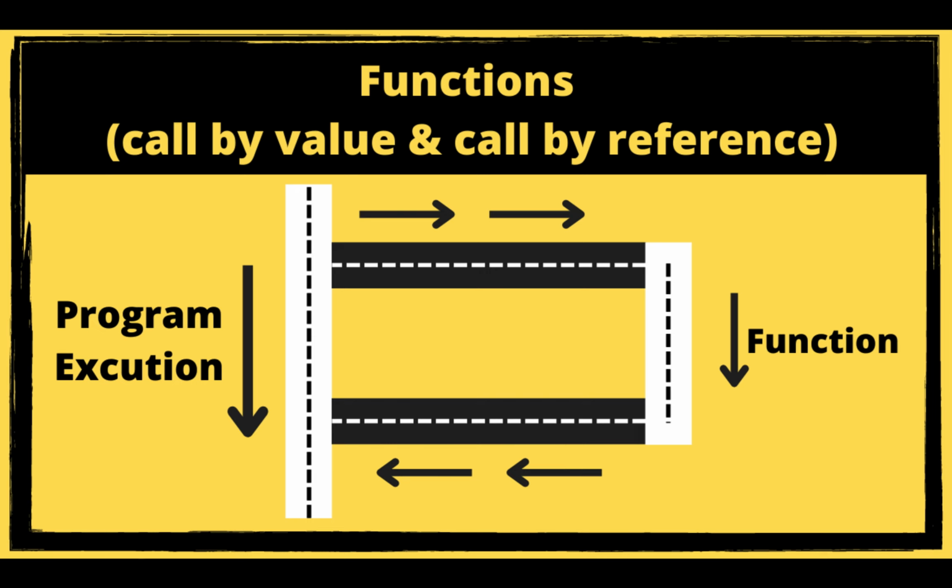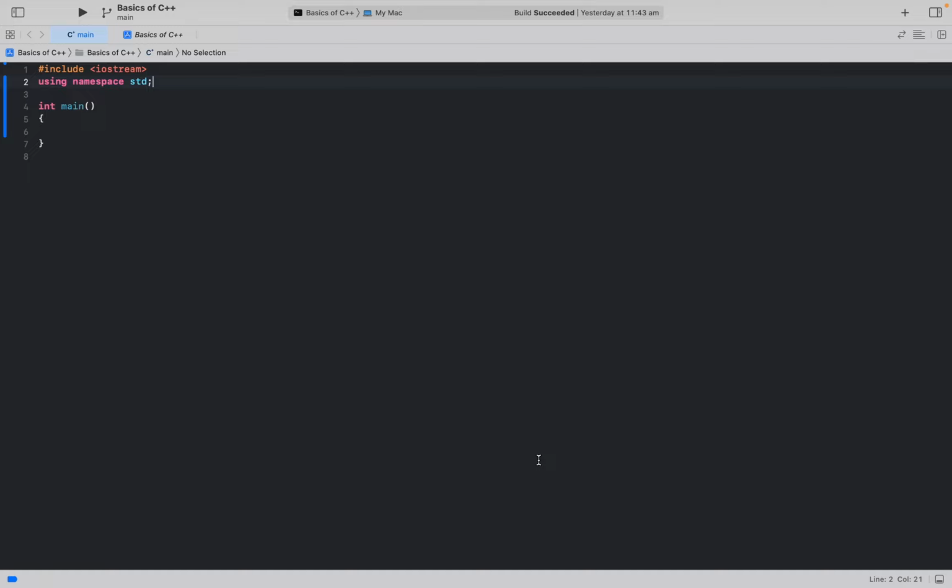Functions, and how do they work. So first of all, we are going to start with the call by value function. A call by value function does not change its value in the int main function. Let's just see how it works.